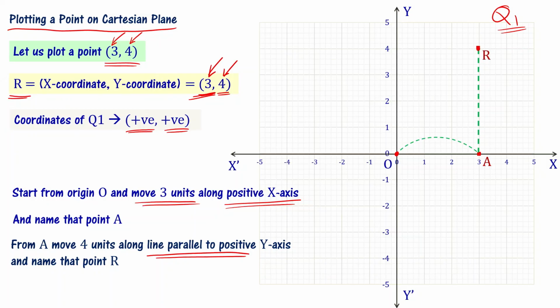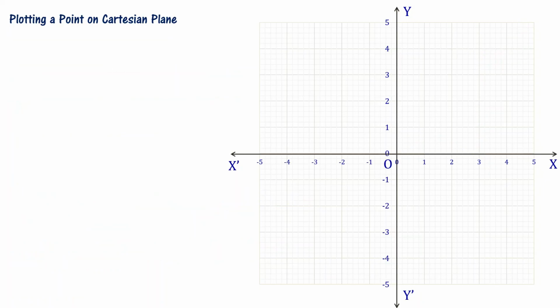If you see, what are the coordinates of R? x coordinate value 3 and y coordinate value 4. Did we mark R? This is what is called plotting a point on Cartesian plane. Understood? Now let us plot another point.